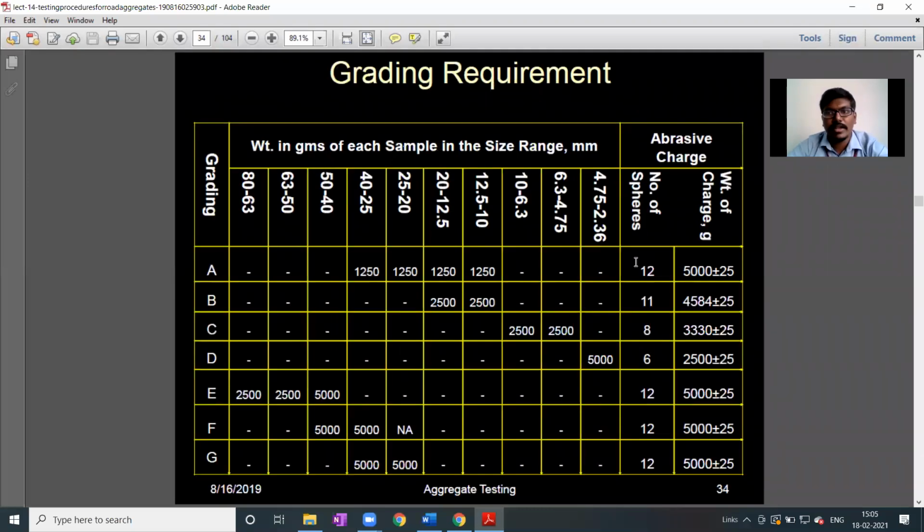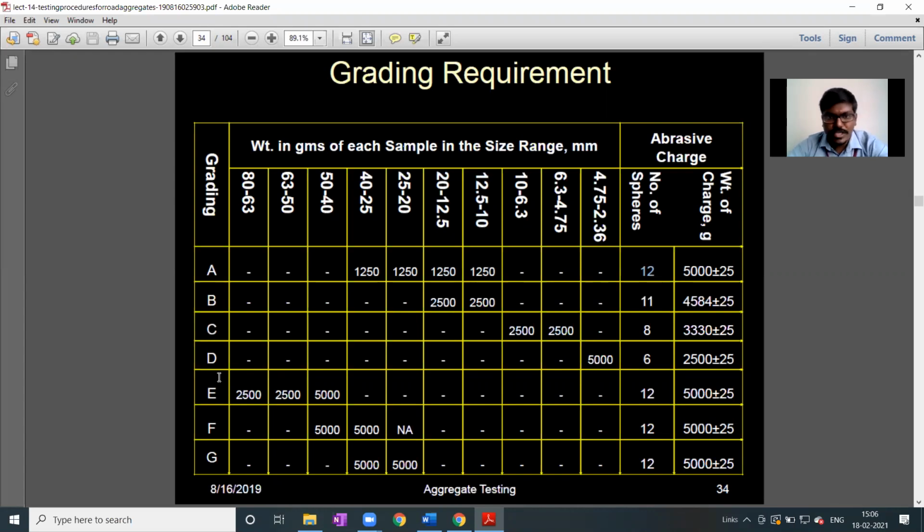So this is the table, right? These are the gradings. Depending upon the grading, we will take the weights retained on the sieves. For grade A, 5 kgs: 40 passing, 25 retained, 1250 grams. 25 passing, 20 retained, 1250 grams. And later on 20 passing, 12.5 retained, 1250 grams. 12.5 passing and 10 retained, 1250 grams. And the number of spheres or steel balls required is 12.